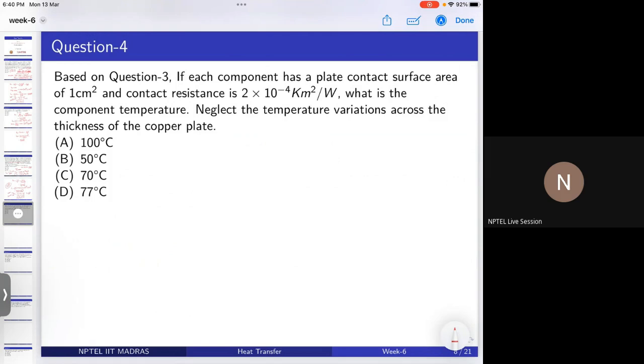Okay, let's move on to the next question. This is also a continuation from the previous question. If each component has a plate contact surface area of 1 centimeter square, and the contact resistance is given as 2 into 10 raised to minus 4 Kelvin meter square per watt, what is the component temperature? Now, we can neglect the temperature variation across the thickness of the copper plate.